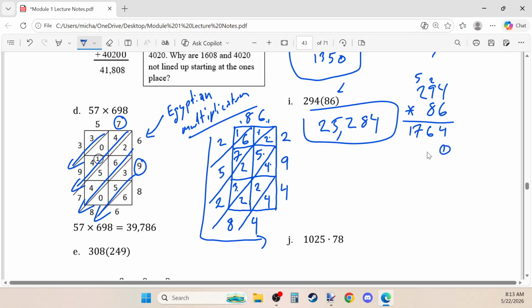Next digit, 8 times 4 is 32. Carry a 3. 8 times 9 is 72, plus 3 is 75. Carry a 7. 8 times 2 is 16. 16 plus 7 is 23. I add these together. I get 4, 8, 2, carry a 1, 5, and 2. And notice that these numbers are in fact the same.